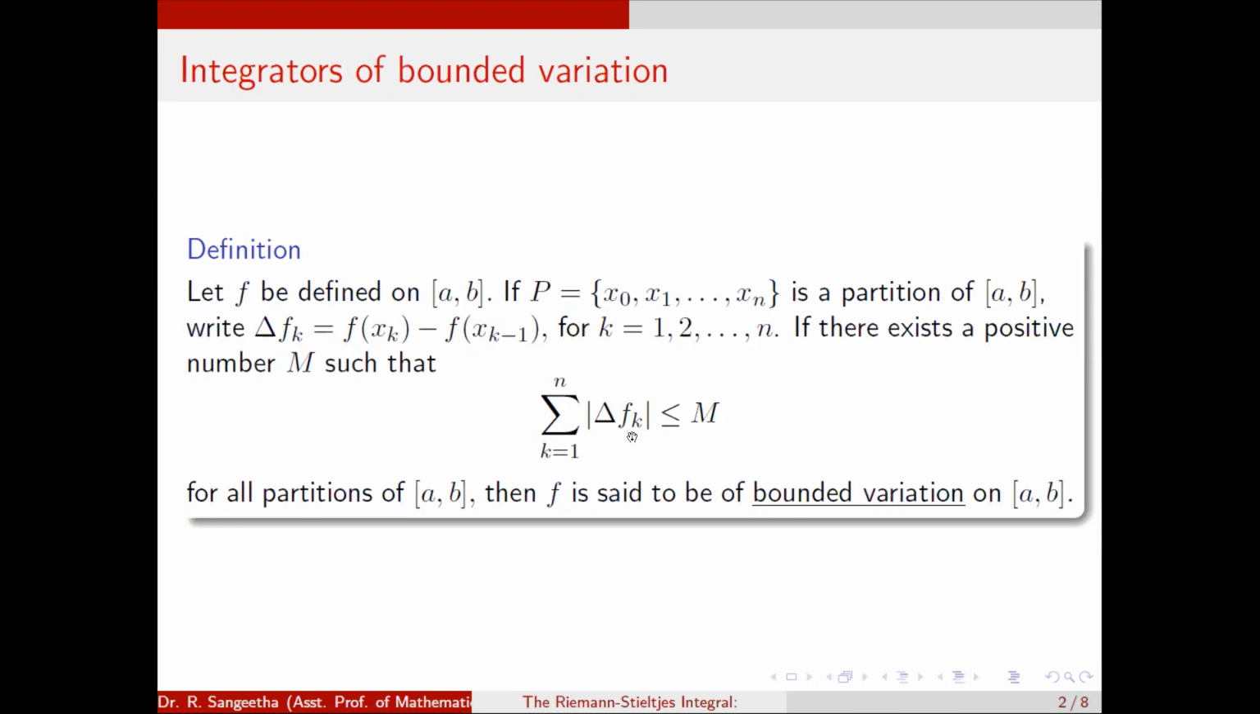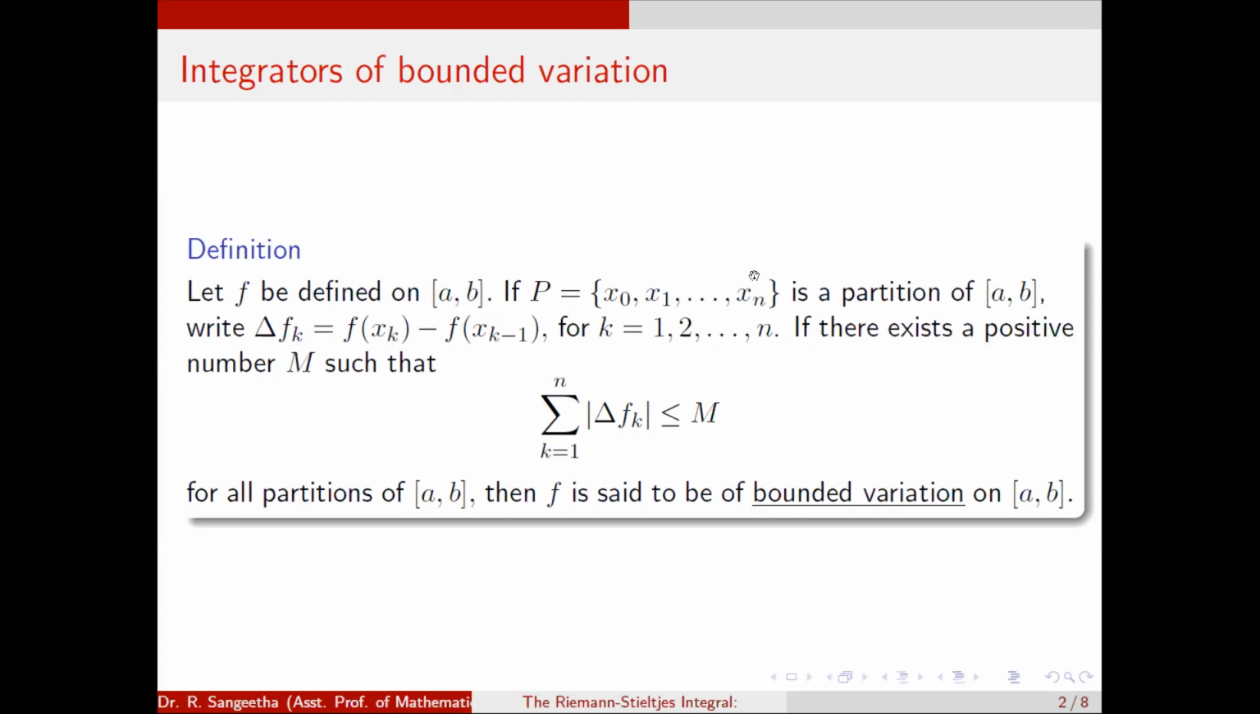Modulus delta f_k means what? Delta f_k may be positive or negative. If it is positive, take it as it is. If it is negative, take it as a positive one. So find modulus delta f_k for each k, and then take the sum. In each subinterval, we find the difference, and we sum up all the differences. And if this sum is less than or equal to M for some M, and this is true for every partition, find this sum with respect to every partition of the closed interval [a, b].